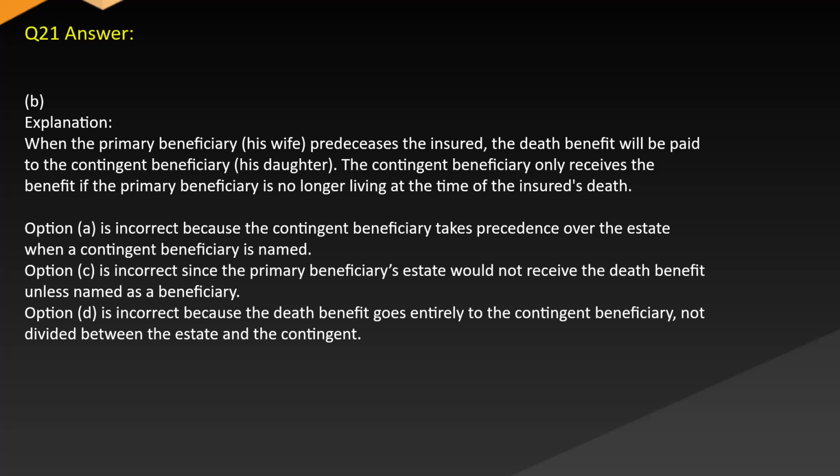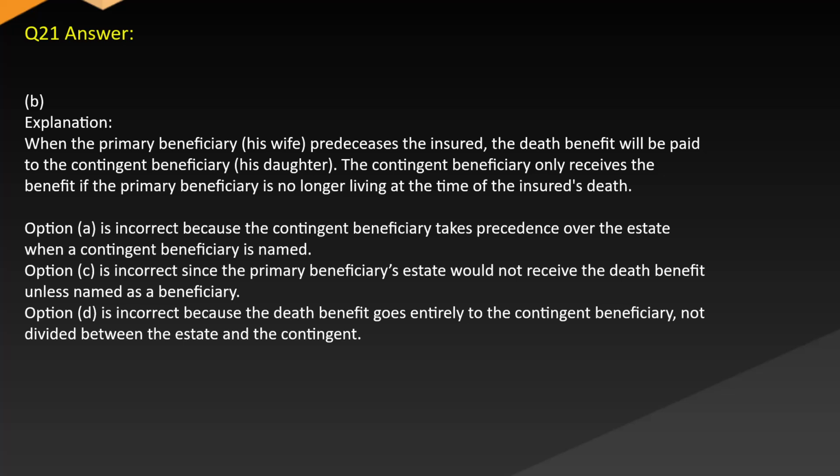Answer B. Explanation. When the primary beneficiary, his wife, predeceases the insured, the death benefit will be paid to the contingent beneficiary, his daughter. The contingent beneficiary only receives the benefit if the primary beneficiary is no longer living at the time of the insured's death.